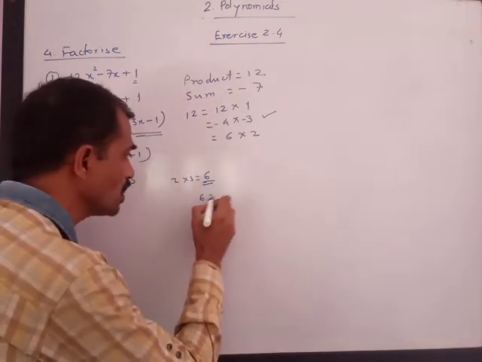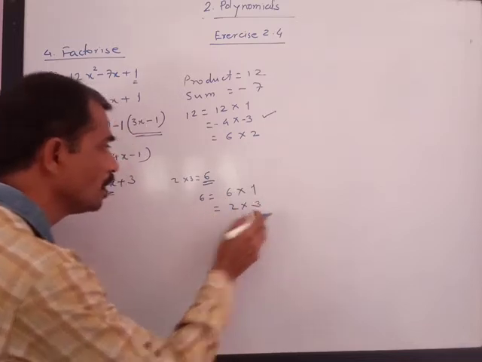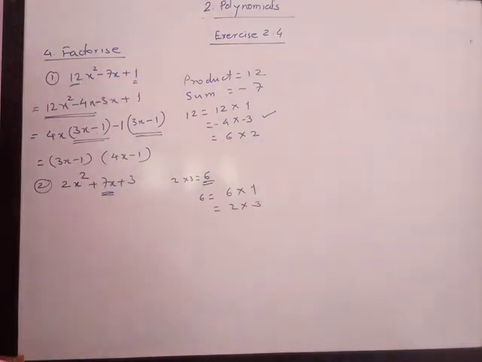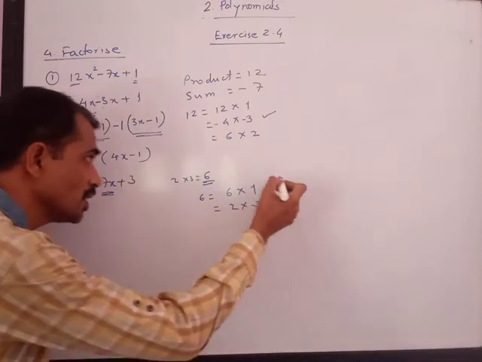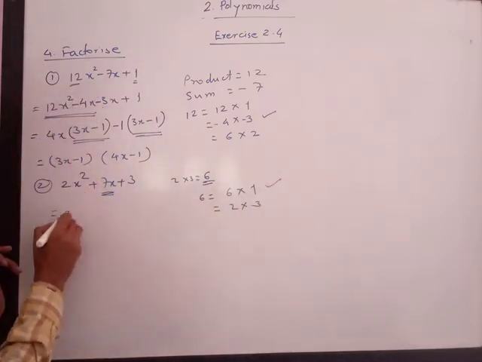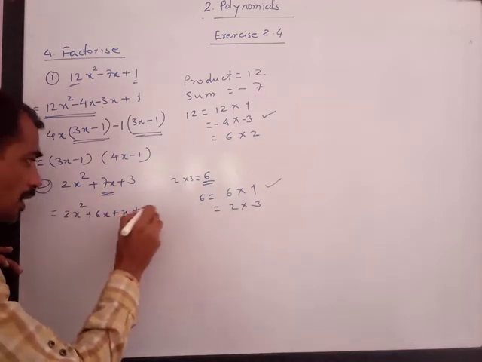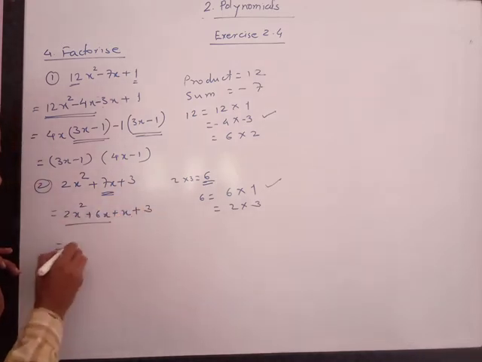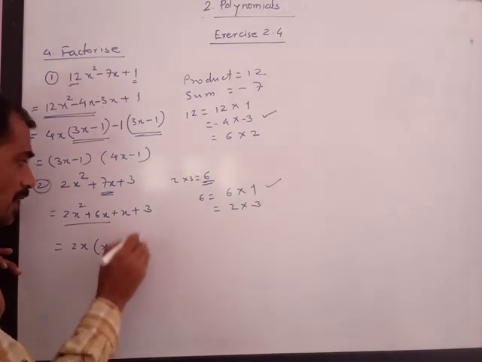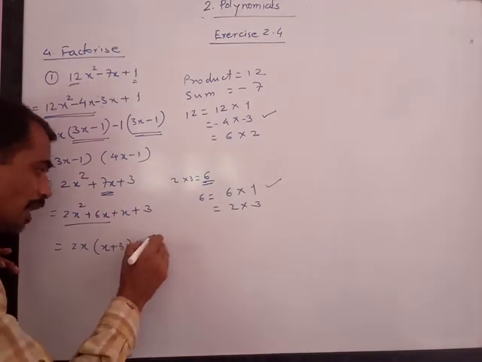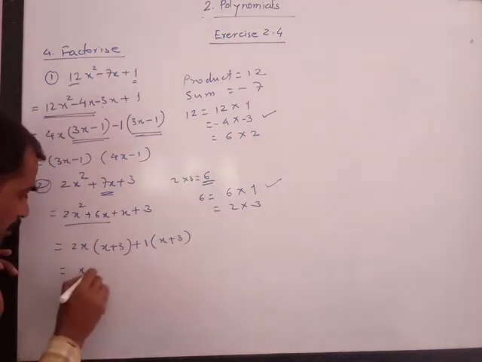We have factors of 6 as 6 into 1, then 2 into 3, or opposite of that. Now see, if you want the sum 7, then we will have to take this 6 into 1. So the factors are 2x square plus 6x plus x plus 3. Now from this you can take 2x common, you will have x plus 3. Now from this nothing can be taken common, means 1 is always possible to take common. So you will have x plus 3.